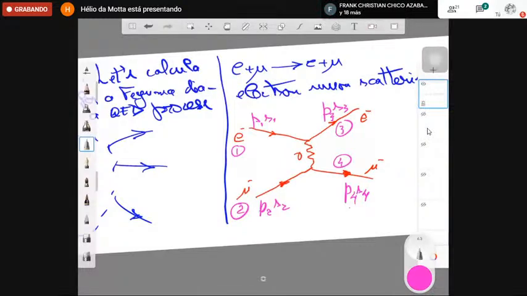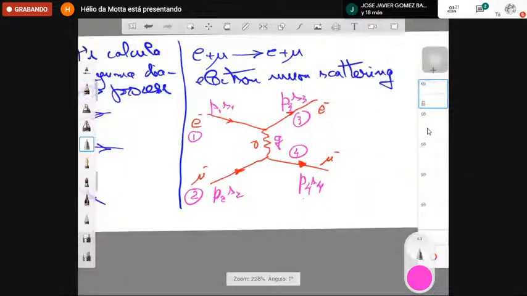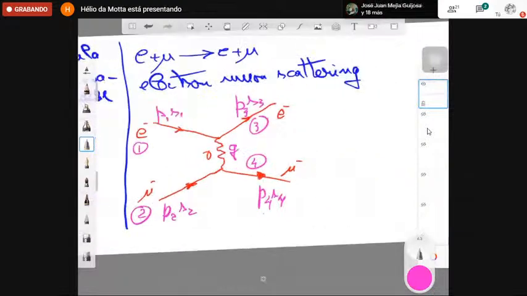And here we have the gamma, the one that connects. You also have the internal momentum, which in this case we call Q. Okay, so that's basically what we do in the first step of the Feynman diagram. And as I mentioned, the Feynman diagram rules.